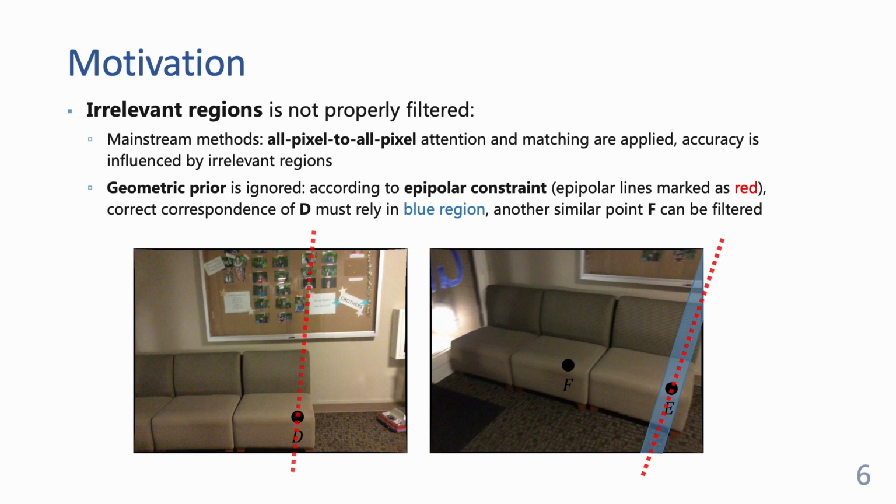We find that geometric prior is ignored in most previous methods. In particular, epipolar constraint is helpful in matching. See the figure. Epipolar lines are marked as red. According to them, the correct correspondence of D must lie in the blue region. Here we broaden the epipolar line to a region for error tolerance. As a result, another similar point F is filtered and doesn't take part in attention and matching with D, which increases the accuracy.